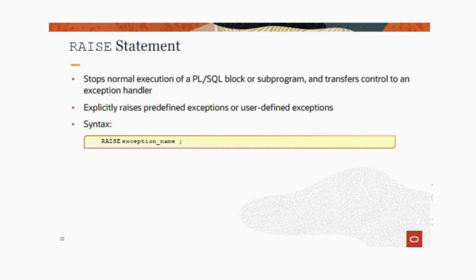In the syntax, exception_name is the name of a predefined or a user-defined exception. Exception_name is optional only in an exception handler, where the default is the current exception. Outside an exception handler, you must specify the name of the exception.